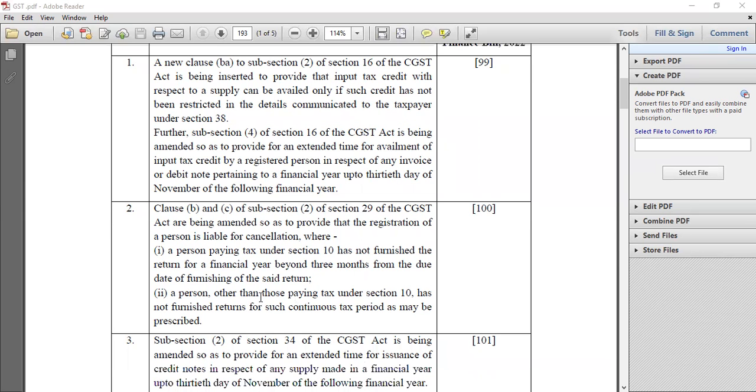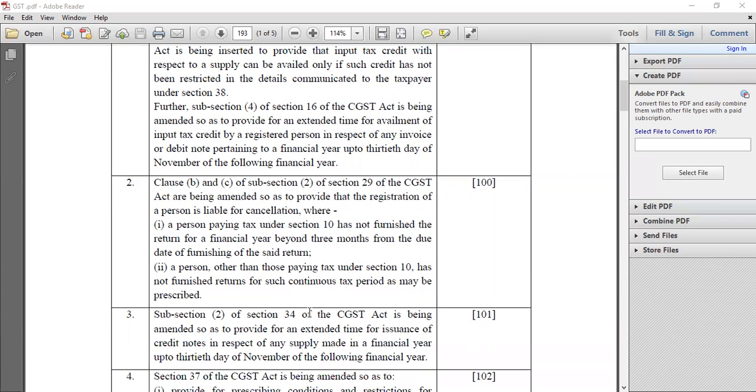Then next clause C, for any person other than a composition taxpayer, this means a regular taxpayer, if he has not furnished returns for such continuous period as may be prescribed. Earlier it was 6 months. Now the time period should be prescribed by the government. If the taxpayer has not furnished returns for such continuous tax period as may be prescribed, then the officer will suspend or cancel the GST registration.